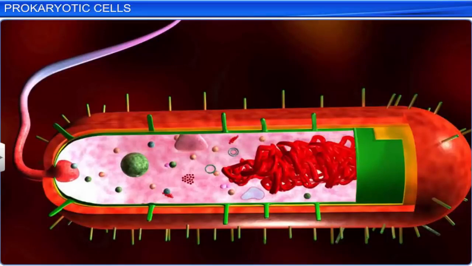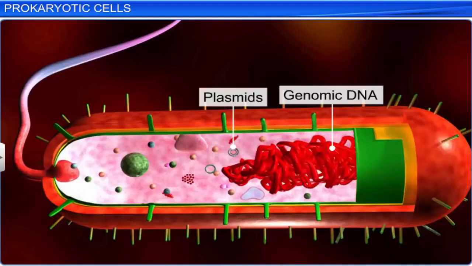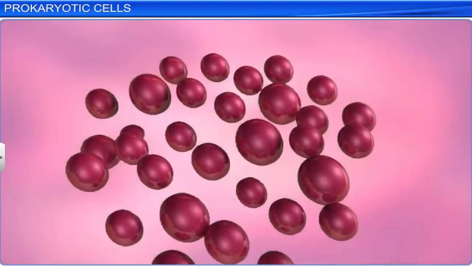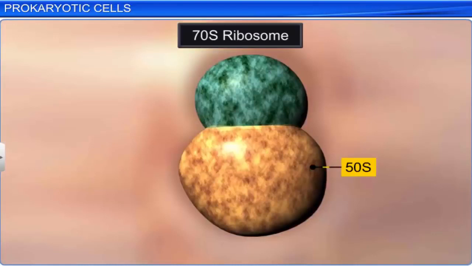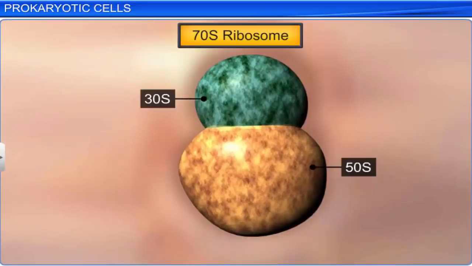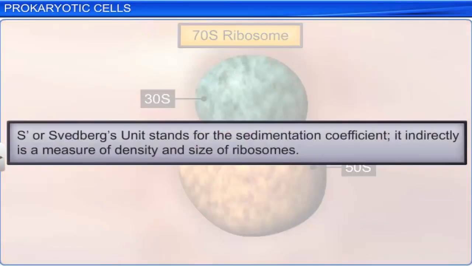While pili and fimbria are present outside the cell envelope, the inside is filled with cytoplasm that hosts the genomic DNA, a single chromosome made up of circular DNA. Many prokaryotes also have small circular DNA called plasmids outside their genomic DNA, which confer unique phenotypic characteristics such as resistance to antibiotics. The cytoplasm also contains ribosomes measuring about 15 nanometers by 20 nanometers in size, and consisting of two subunits, 50S and 30S, which together form the 70S ribosome. Here, S, or Svedberg's unit, stands for the sedimentation coefficient. It indirectly is a measure of the density and size of ribosomes.